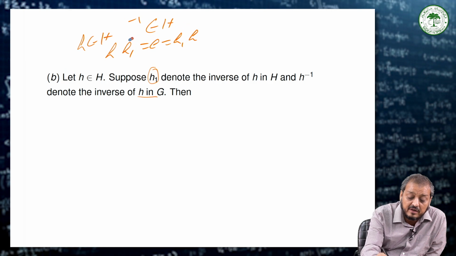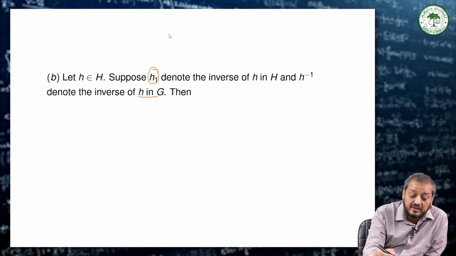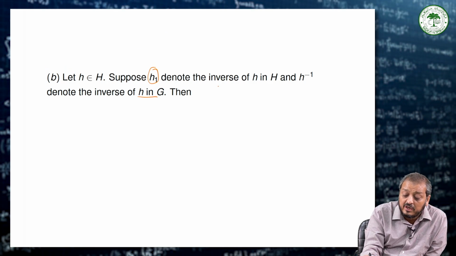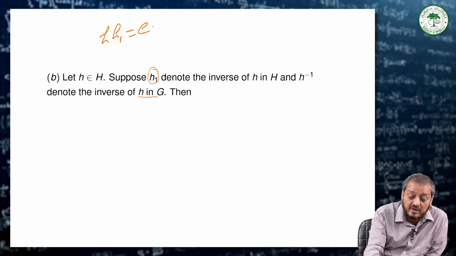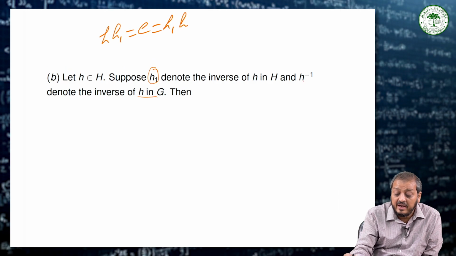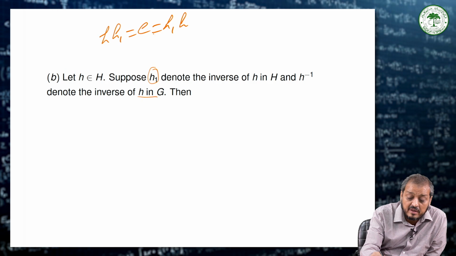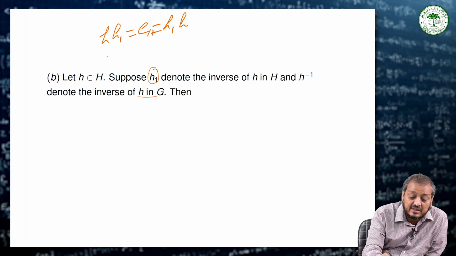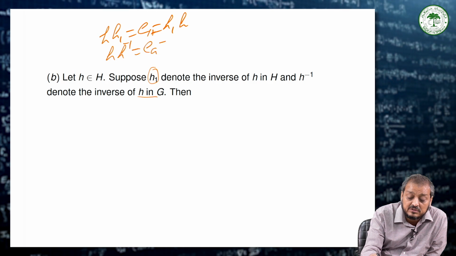We just simply write into this. Oh, sorry, I just write in this way. We have to write in this way because H1 denotes the inverse of H. So H1 is equal to, we have an identity equal to H1 and H. And H inverse denotes the inverse of H in G. So this is EH, and we can say that H and H inverse is again the identity of G.